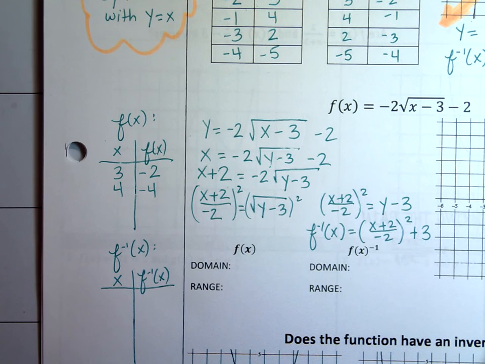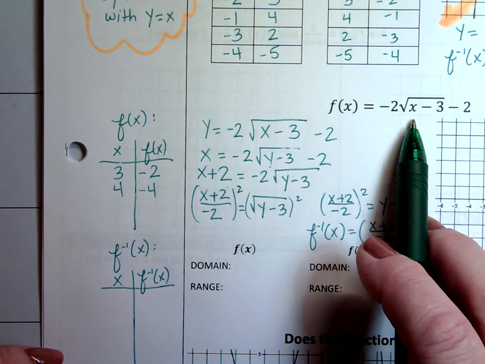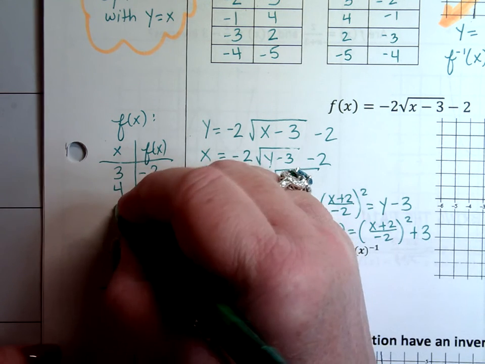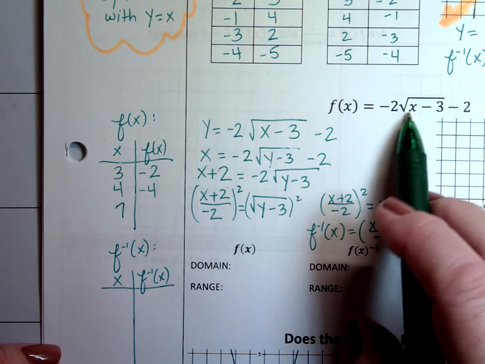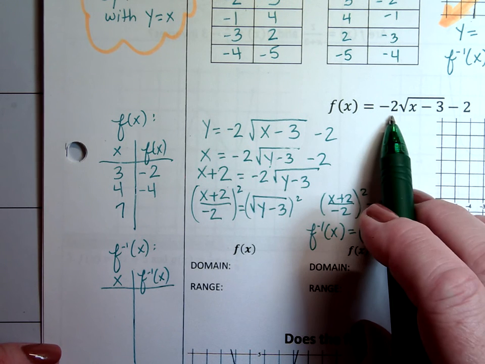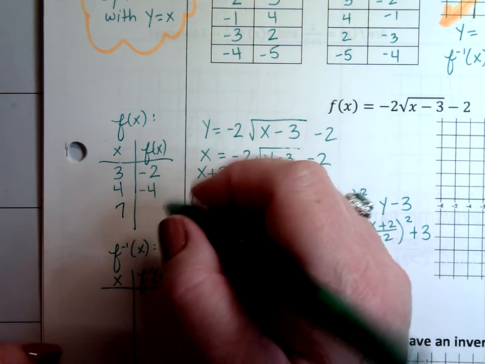Square roots. Think of nice square roots. A nice square root would be the square root of 4. In order to get the square root of 4, this would have to be 7. So let's pick 7 as another number. 7 minus 3 is 4. The square root of 4 is 2. 2 times negative 2 is negative 4, and negative 4 minus 2 is a negative 6.